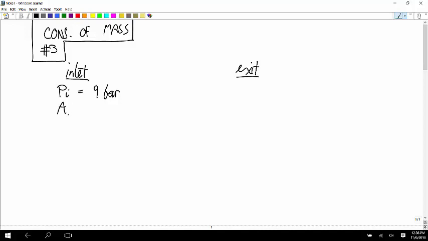And the area is 2.5 centimeters. I guess that's a diameter.